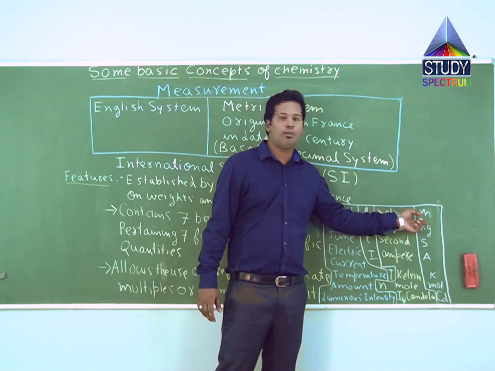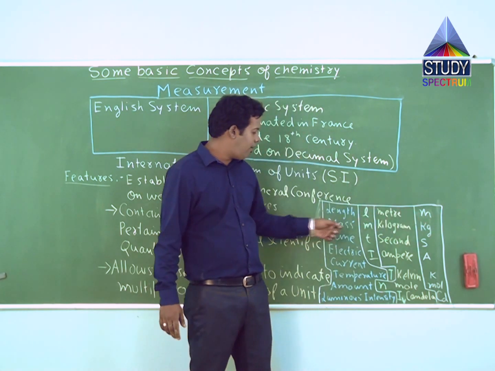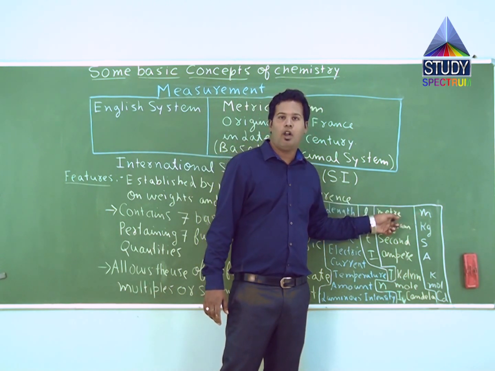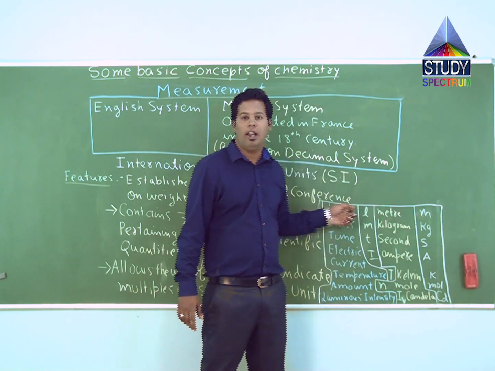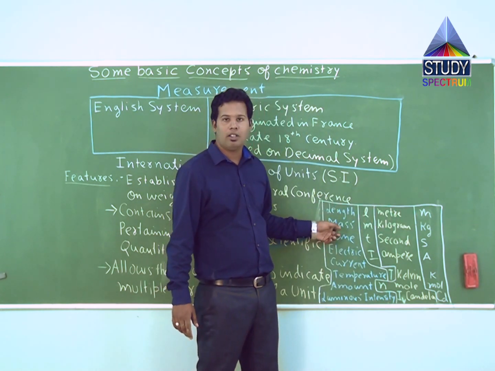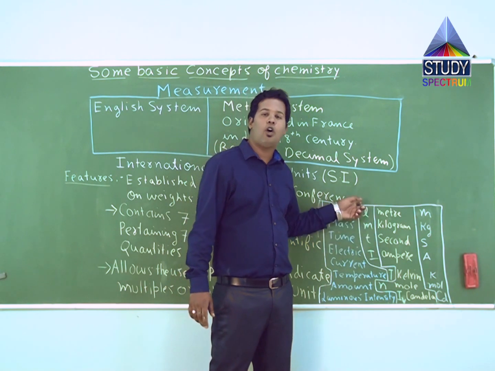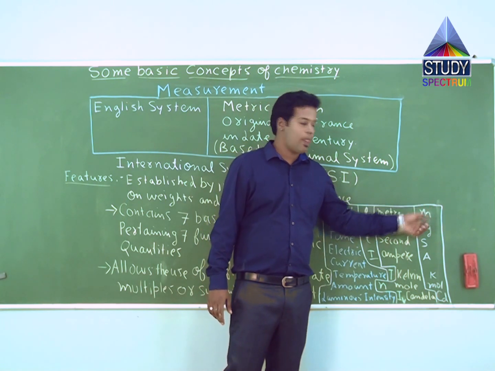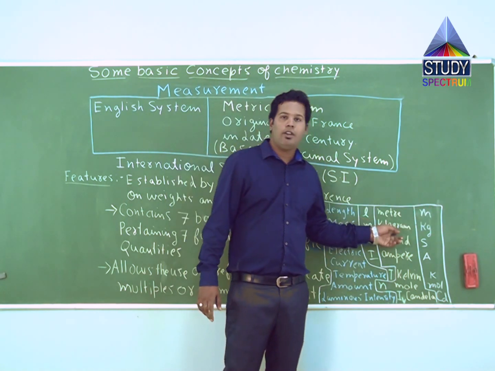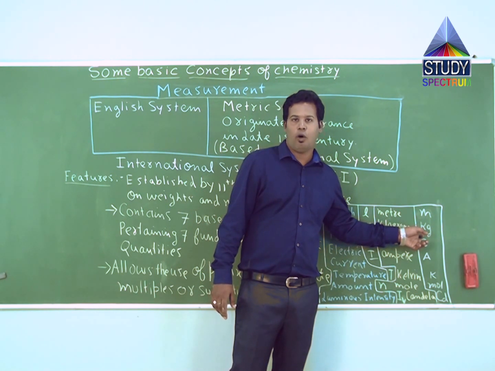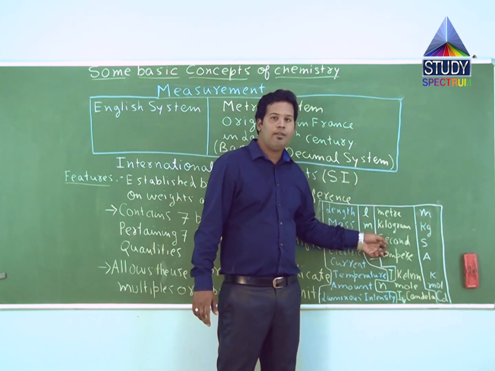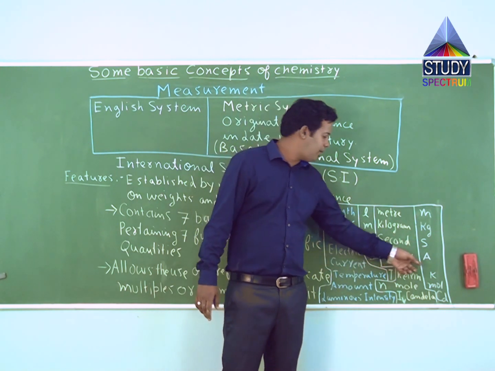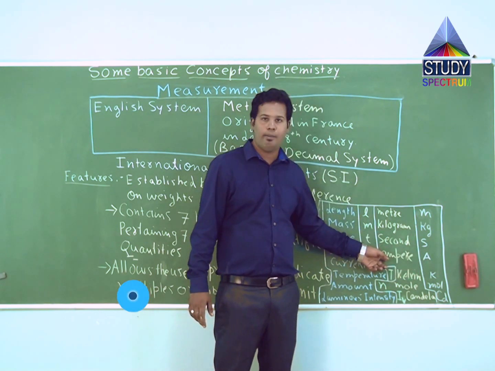For meter we use small m. Do not get confused. Small m is a symbol of mass and small m is also the symbol of the unit meter, but meter represents length. So when we talk about mass, we use small m, but when we talk about length and the unit of length is meter, the symbol of meter is small m. Also, for kilogram we use capital K small g, that is kg. For second we use small s. For ampere, that is for current, we use capital A based on the initial of ampere.